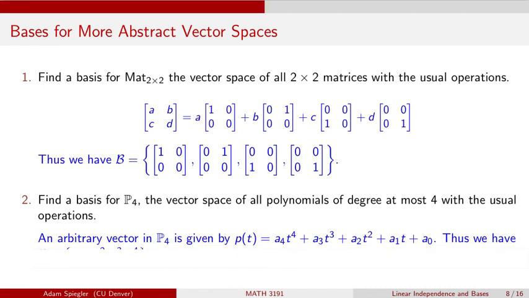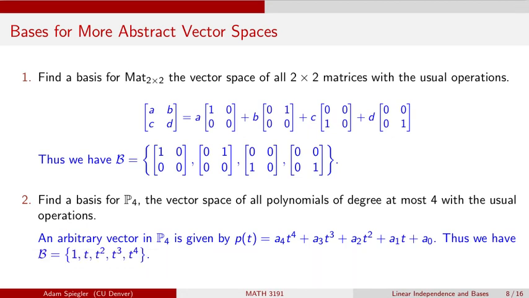If we have any arbitrary degree 4 polynomial, then it can be written as some constant a4 times t to the fourth power, plus some coefficient a3 times t cubed, plus a2 times t squared, plus a1 times t, plus a0, where each of these coefficients a4, a3, a2, a1, and a0 are scalars. Now you can see that we really have a linear combination of 5 different vectors. And we can name them down below.